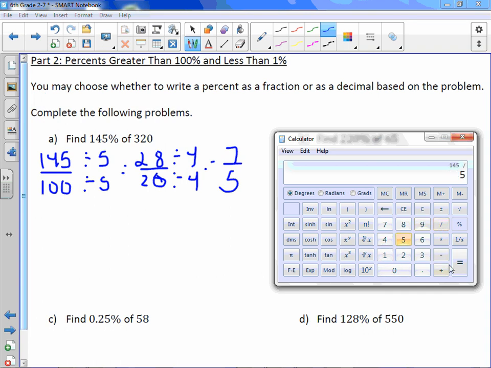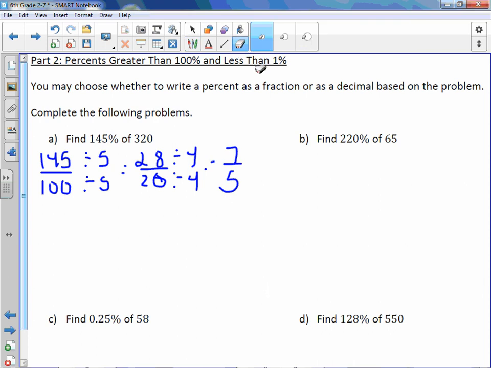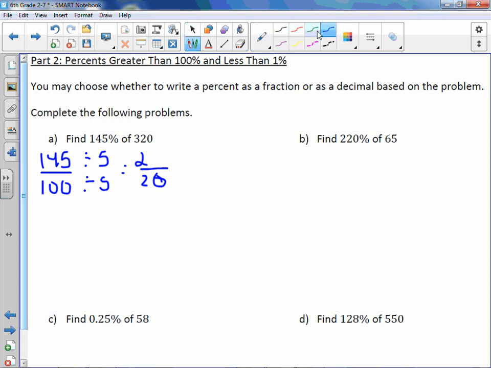145 divided by 5. 29. That's why I like to check my answers. So actually, this is 29. And that is reduced.